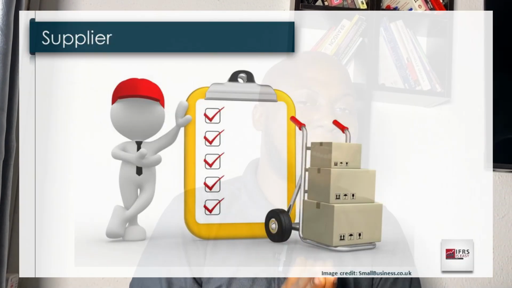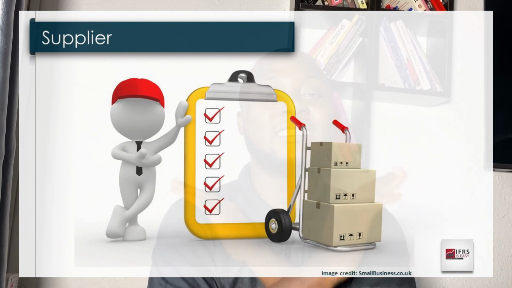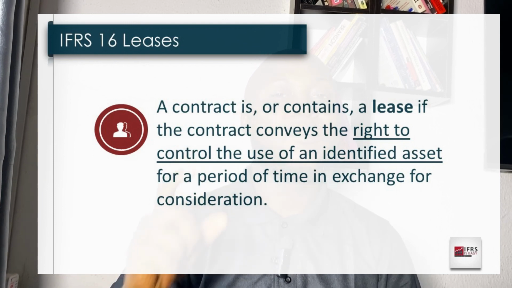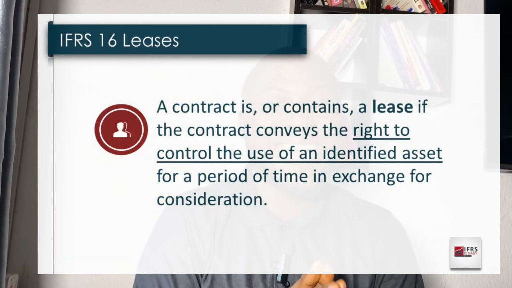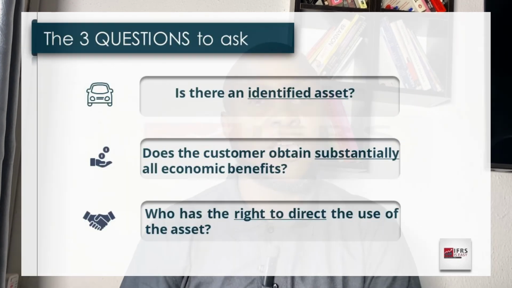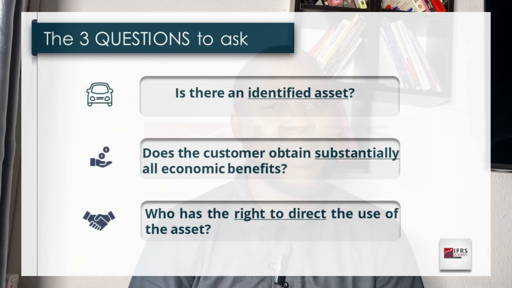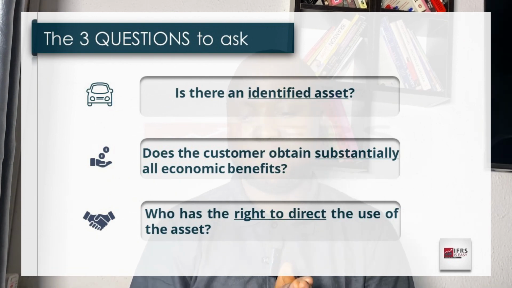But if it is the supplier that has the right to direct the use of the asset, then there is no lease contract. Now, if you remember, for those that have practiced IFRS 16 before, we have what we call a right of use asset. The reason why we call it right of use asset is because you have the right to use that asset, meaning that you have the right to direct the use of the asset. So automatically, if you don't have the right to direct the use of the asset, then you can't even have a right of use asset in the first place.